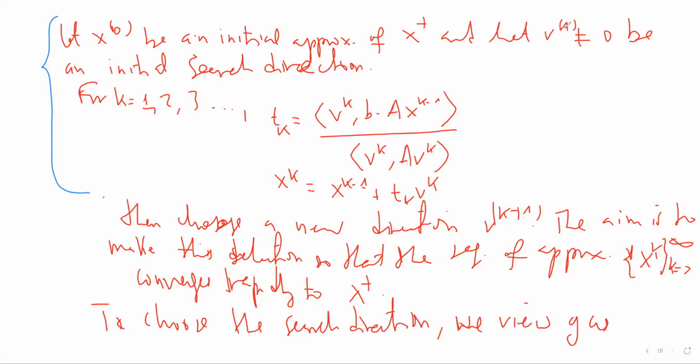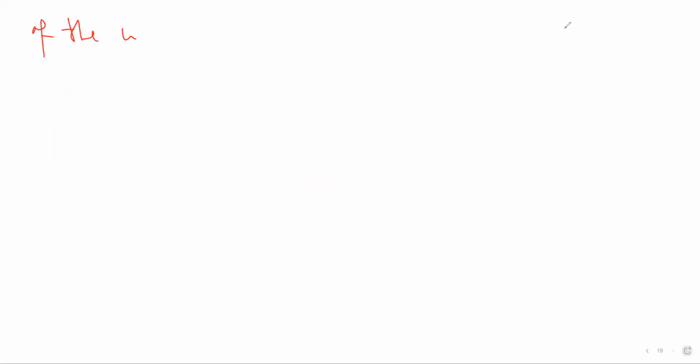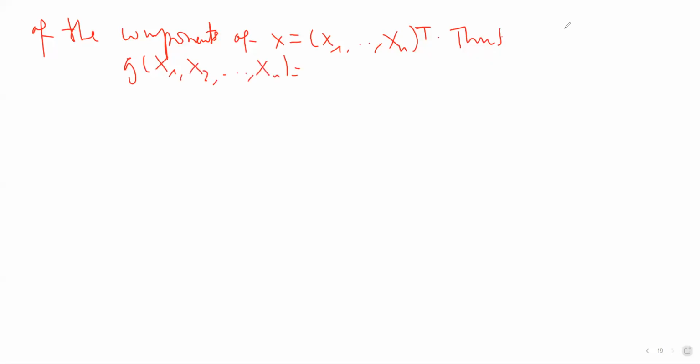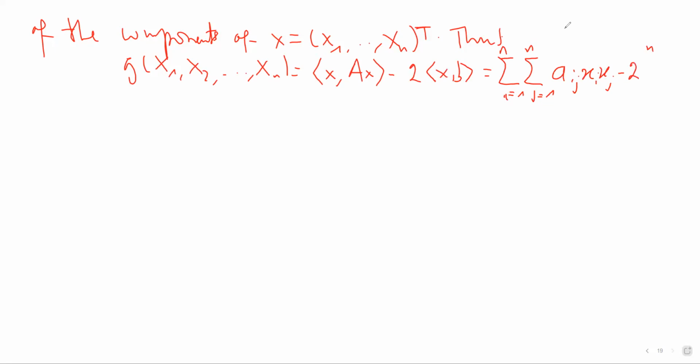we consider G as a function of the components of X, where X is a vector in Rn. Thus, G of X1, X2, up to Xn, which is X transpose AX minus 2 X transpose B, is equal to the sum over i and j from 1 to n of aij Xi Xj, minus 2 times the sum over i from 1 to n of Xi Bi.